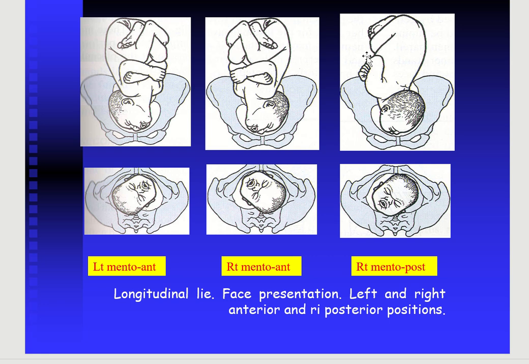This diagram is also showing the different positions in a face presentation, the mento-anterior and the mento-posterior positions. The lower diagrams are showing the mento-anterior position. There is a left mento-anterior, right mento-anterior, and the right mento-posterior.